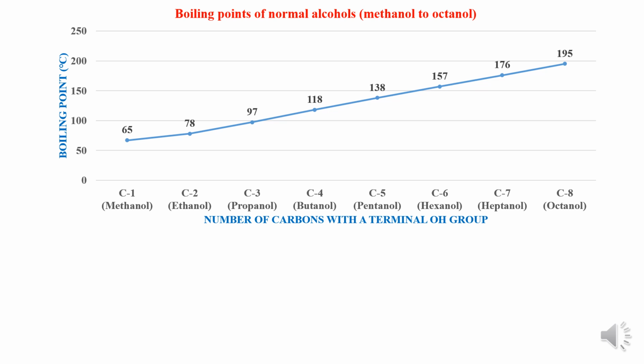Now, here you see the first 8 names of straight chain alcohols in the homologous series, that is methanol, ethanol, propanol, butanol, pentanol, hexanol, heptanol, and octanol. With the increase in the number of carbons, you see a corresponding increase in the boiling point.